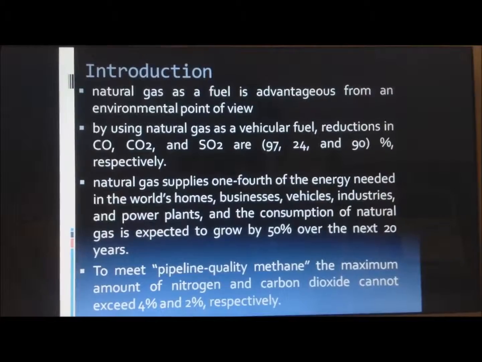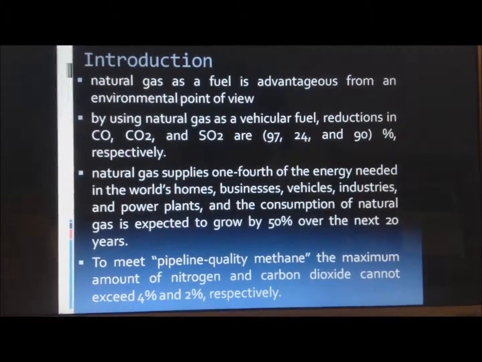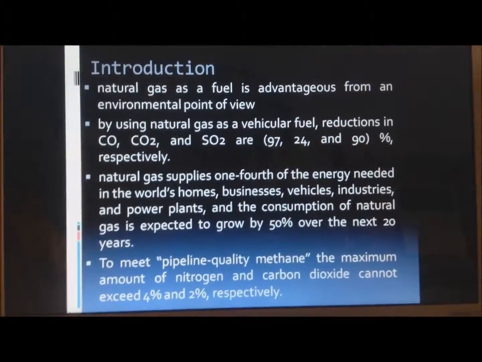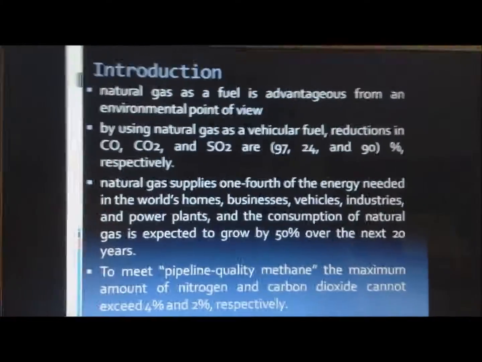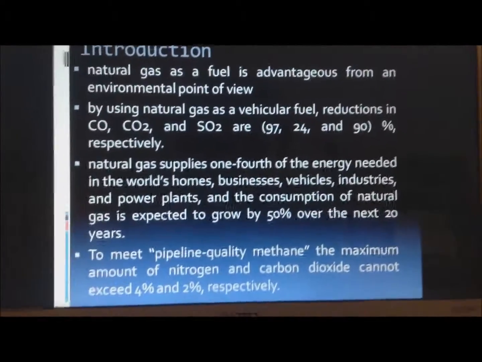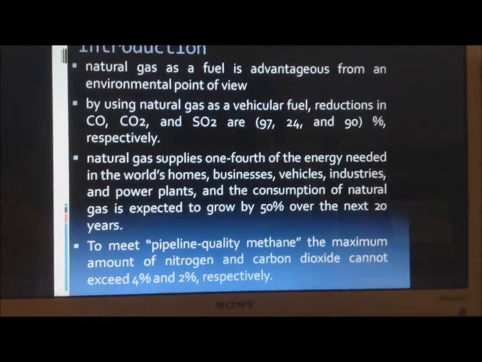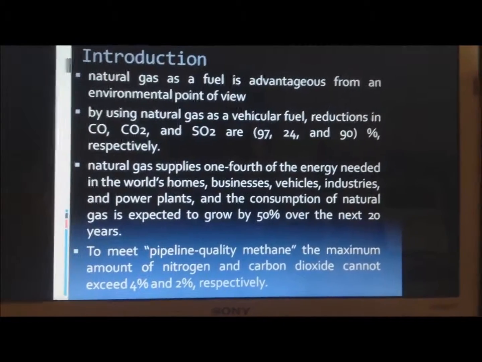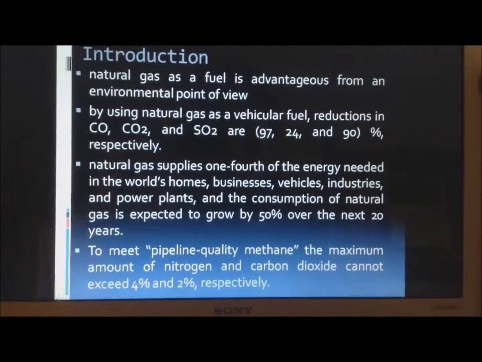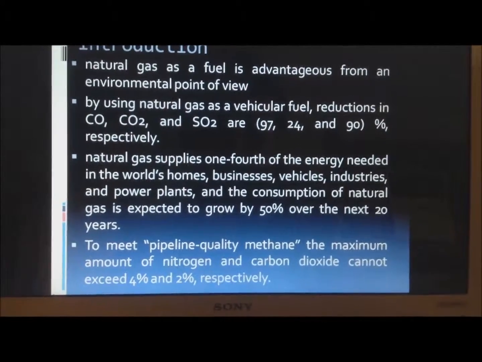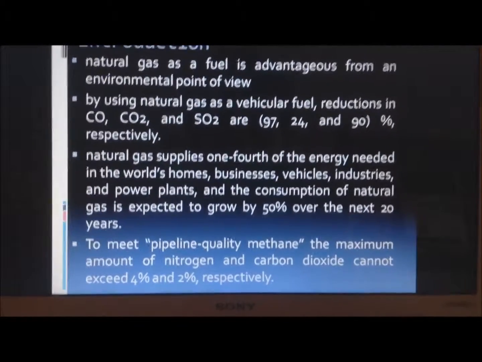Introduction. Natural gas as a fuel is advantageous from an environmental point of view. By using natural gas as a vehicular fuel, reductions in carbon monoxide, carbon dioxide, and sulfur dioxide are 97, 24, and 90% respectively. Natural gas supplies one-fourth of the energy needed in the world's homes, businesses, vehicles, industries, and power plants, and the use of natural gas is expected to grow by 50% over the next 20 years.